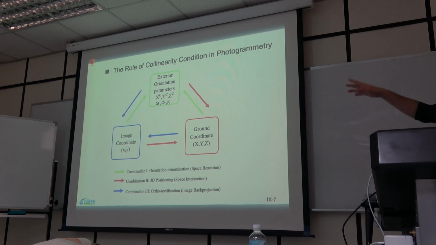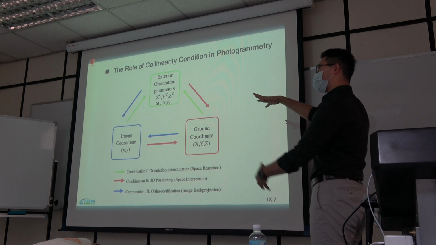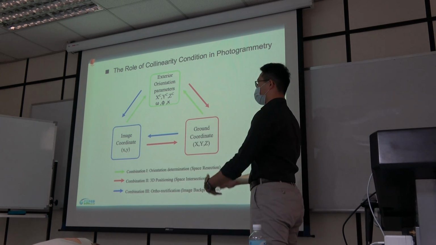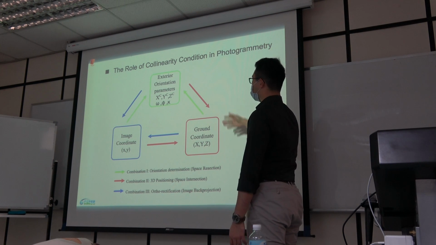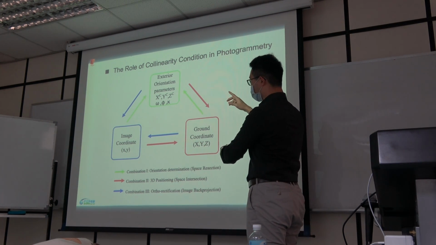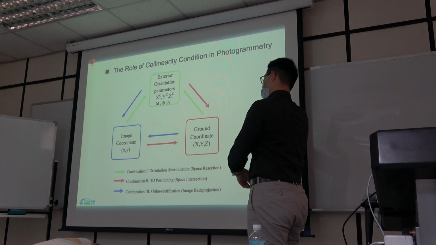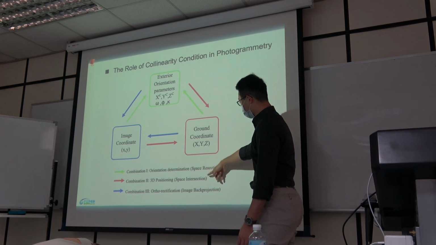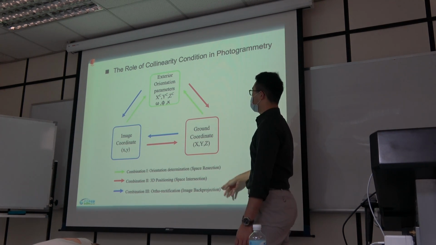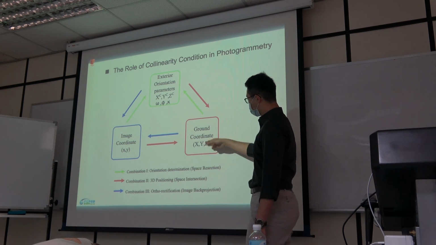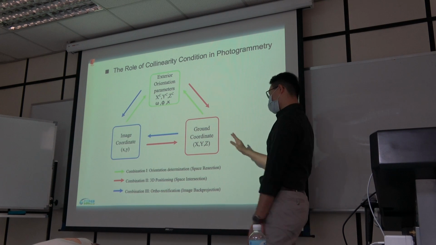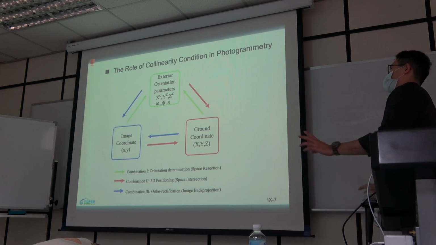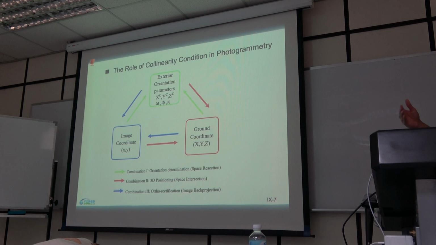Alright, so basically these are the three main participants in the imaging geometry: EOP, image coordinate, ground coordinate, or object space coordinate. As long as you know two of them, then you can derive the other one. So space resection, space intersection, image reprojection: to derive the EOP, to derive the object space coordinate, or to derive the image coordinate. Those are the main usages of the coordinate condition equation in photogrammetry.